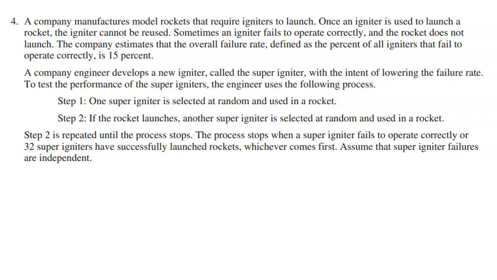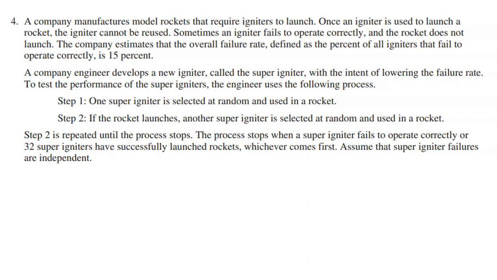I'm thinking right away, 15% success. Well, success is what I'm looking for. If I'm looking for a rocket to not launch, then that would be considered success. But 15% of rockets fail to ignite. 85% would therefore properly ignite. Now, remember, with binomial, you also need a sample size, like how many. And I haven't been given that yet, so this also could be geometric when you're just looking for your first success. But let's keep reading.